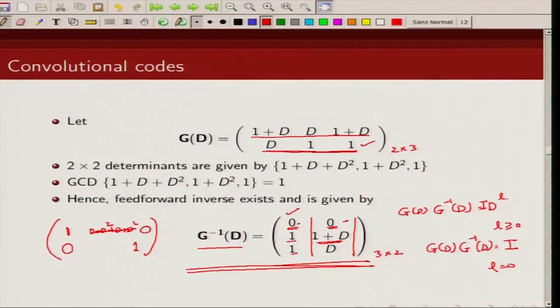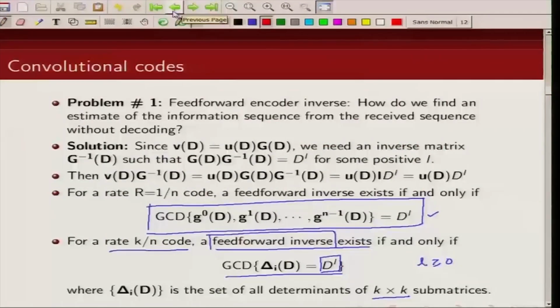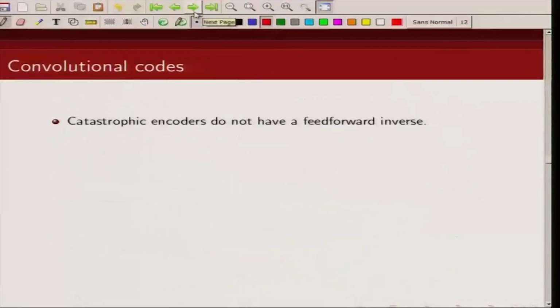So, now to recap basically. The condition under which a feed forward inverse exists for a convolutional code whose generator matrix is given by G D is given by this condition for a rate 1 by n code, and for a k cross n code it is given by this condition. Now, catastrophic encoders do not have a feed forward inverse. So, for a catastrophic encoder, we will just show you that their inverse has feedback terms.